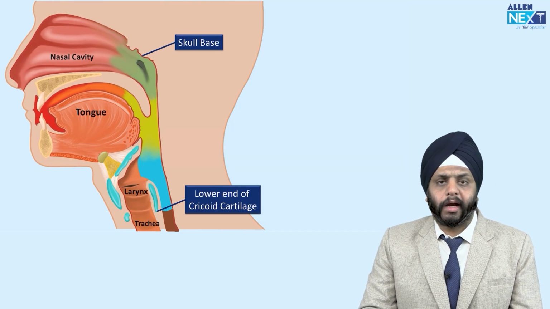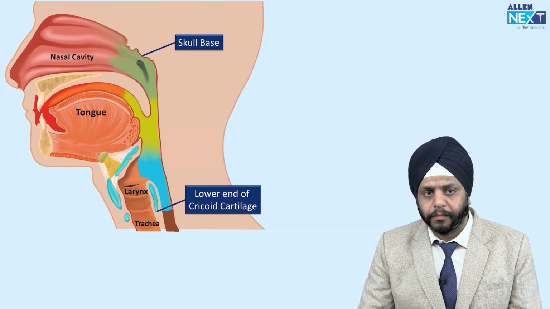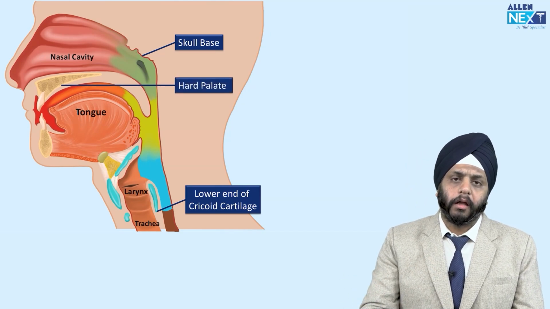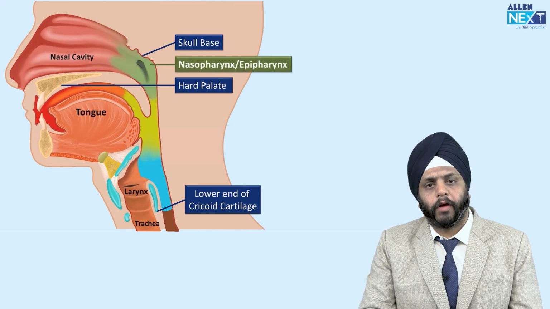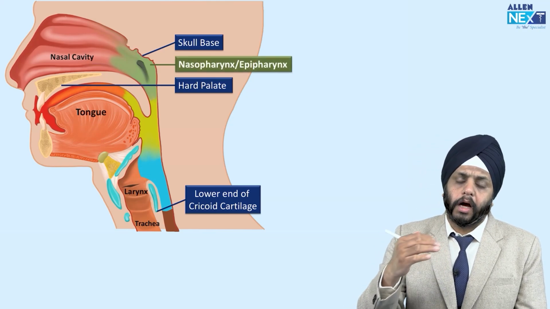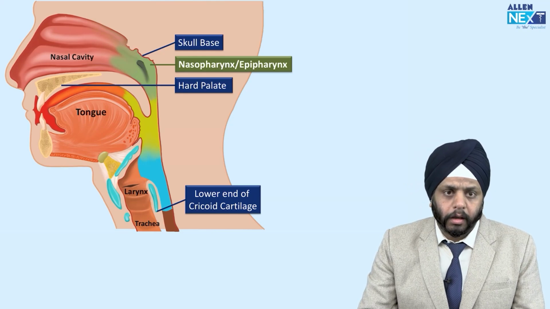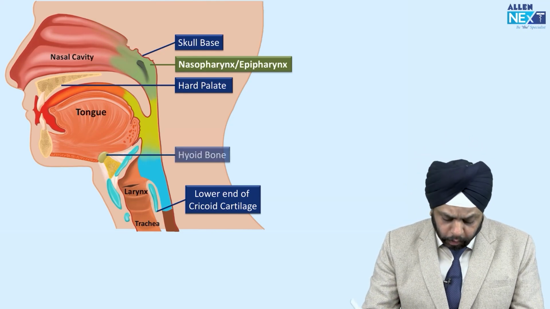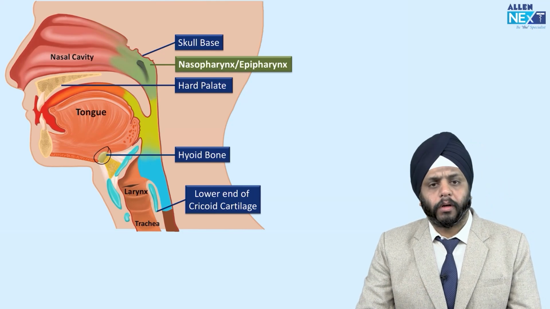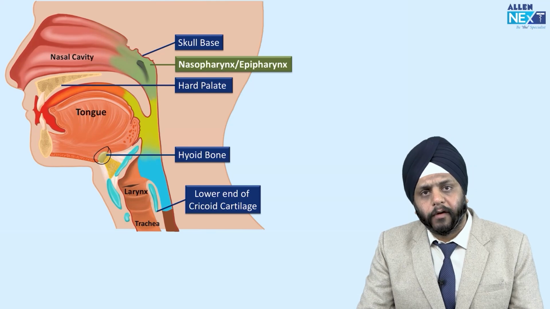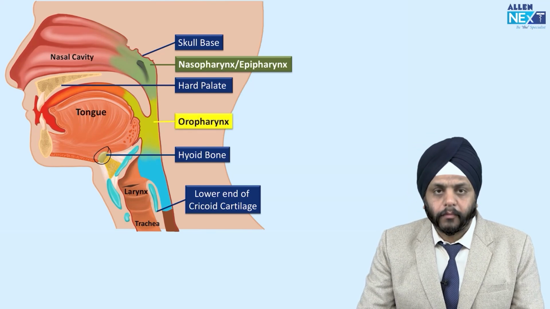Now, we can divide this pharynx into three parts. You see, from skull base to hard palate and behind the nasal cavity, we have the nasopharynx. It is the uppermost part of the pharynx, so it is also known as epipharynx. Now, from hard palate, you can see over here that this is the hyoid bone, and between them, behind the oral cavity, we have the oropharynx, right?